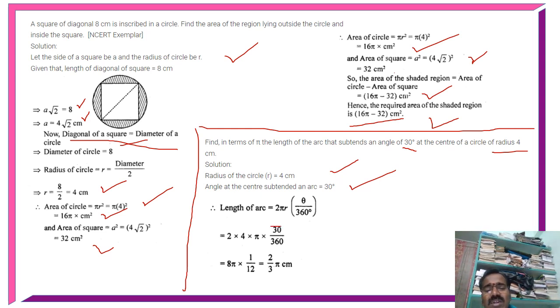Substitute the values. 30 by 360, 1 by 12, and again here we can do cancellation. 4 by 2, 2 by 12, cancellation is your wish. We get 2 by 3 pi centimeters. The length is in centimeters. Here centimeters is given, so we need to find it in centimeters, in terms of pi. We got it. Let's go with the next model.